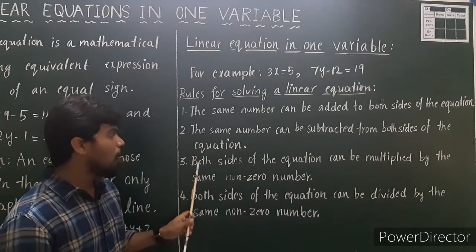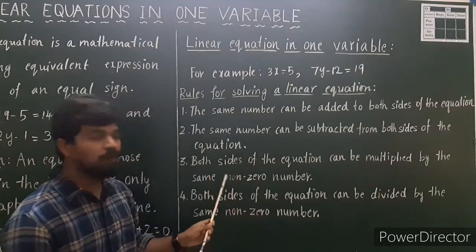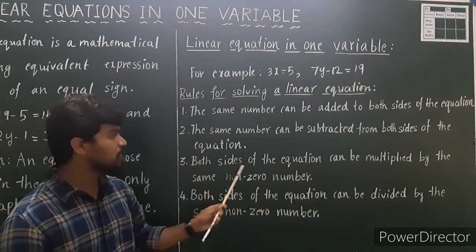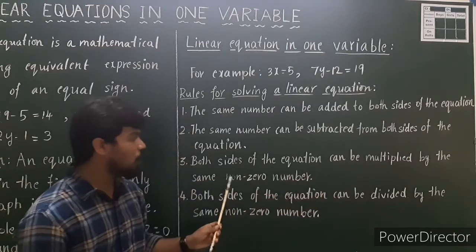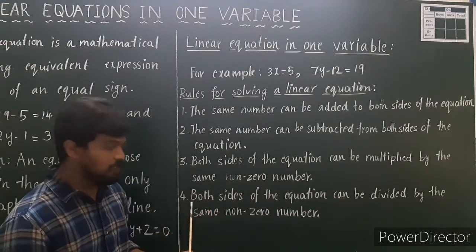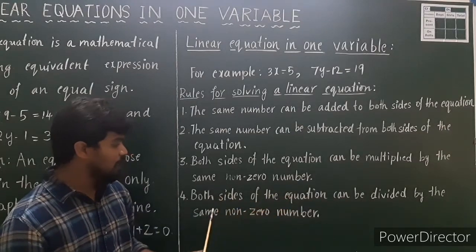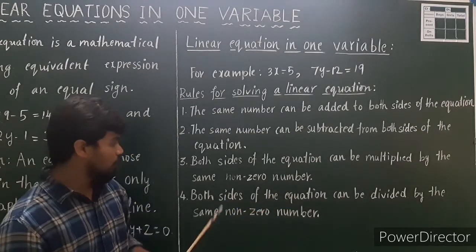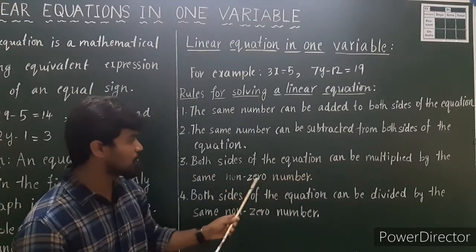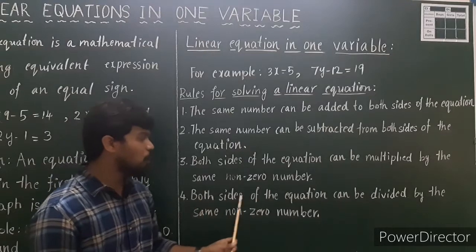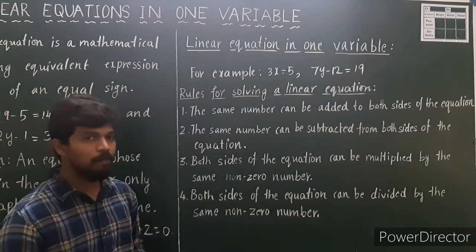Third, both sides of the equation can be multiplied by the same non-zero number. Fourth, both sides of the equation can be divided by the same non-zero number.